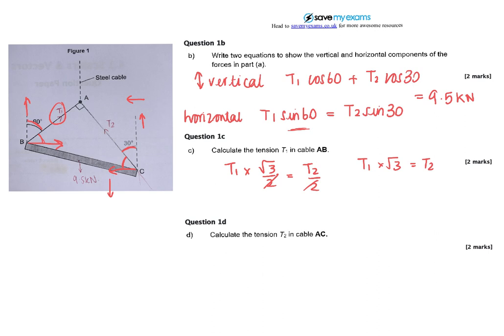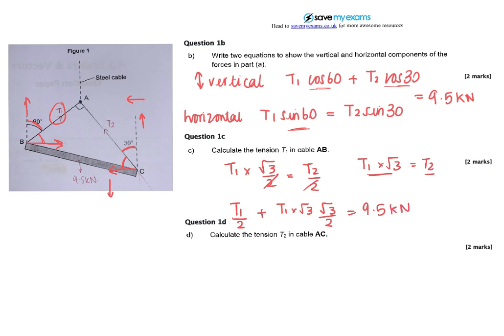We can now take what T2 is and put that into our first equation, our vertical equation, and again convert our cosines into actual numbers. So every time I see T2, instead I'm going to put this. So I've now got T1, and cos 60 is a half, so T1 over 2, plus T2, I'm going to write T1 times root 3 instead, because that's what we just worked out, and then cos 30 is going to be root 3 over 2. And that equals 9.5.